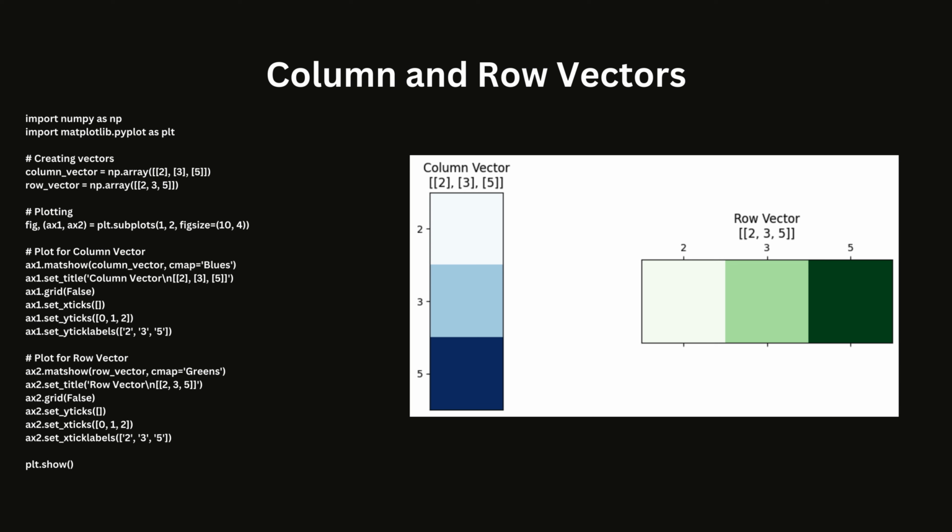2. Visual distinctions. The column vector is displayed vertically, emphasizing its structure, while the row vector is displayed horizontally. 3. Titles and labels. Each subplot is clearly labeled with titles and tick labels that match the vector elements, enhancing readability and understanding. As demonstrated, column vectors and row vectors are pivotal in defining data structures for computational mathematics and machine learning. Their representation in NumPy is straightforward, allowing us to focus on higher-level computations and applications.